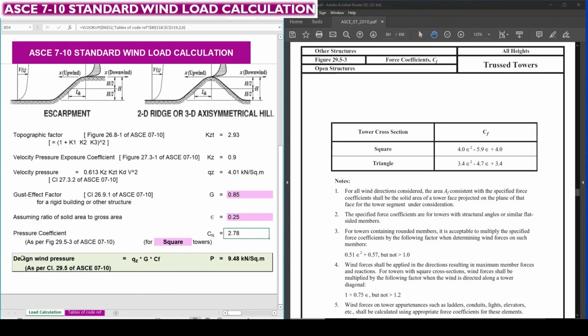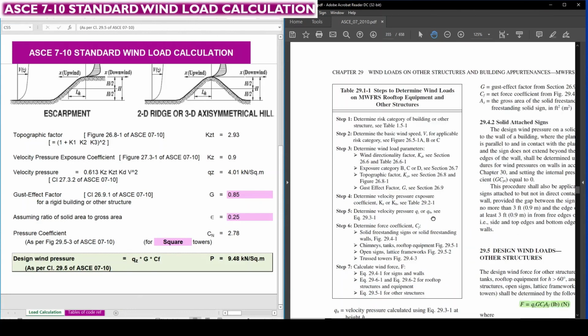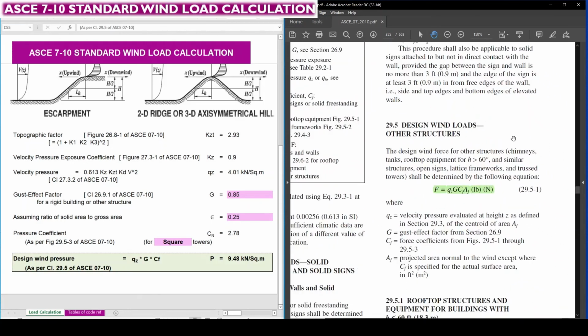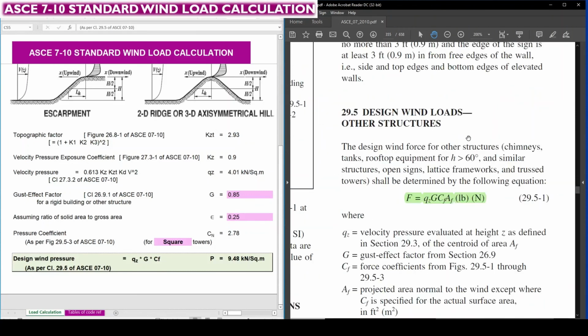So next and final answer we are going to get is design wind pressure. So this is as per clause 29.5. For that, page 355 is to be referred. So here in the right hand side you can see the formula to find the design wind force.